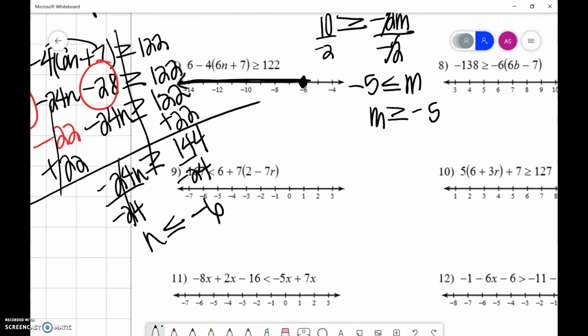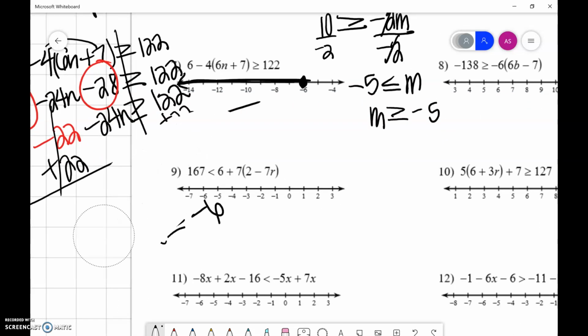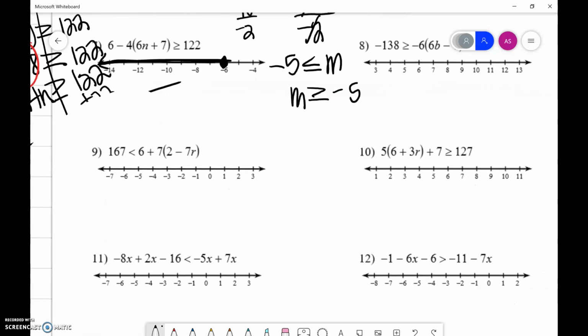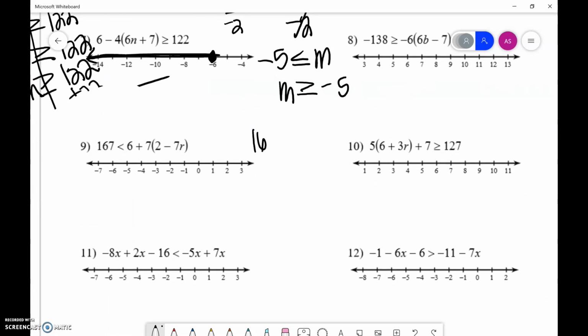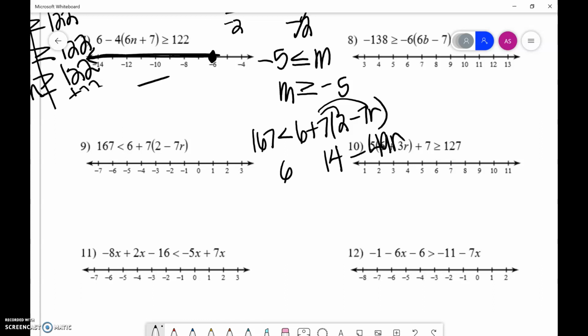All right, number 9. We have 167 is less than 6 plus 7 times 2 minus 7r. So my first step will be the distributive property. I have 14, then I have negative 49r. Then I'm going to bring down everything else. This 14 was positive, so that's a plus sign. Then I have my 167 is less than.